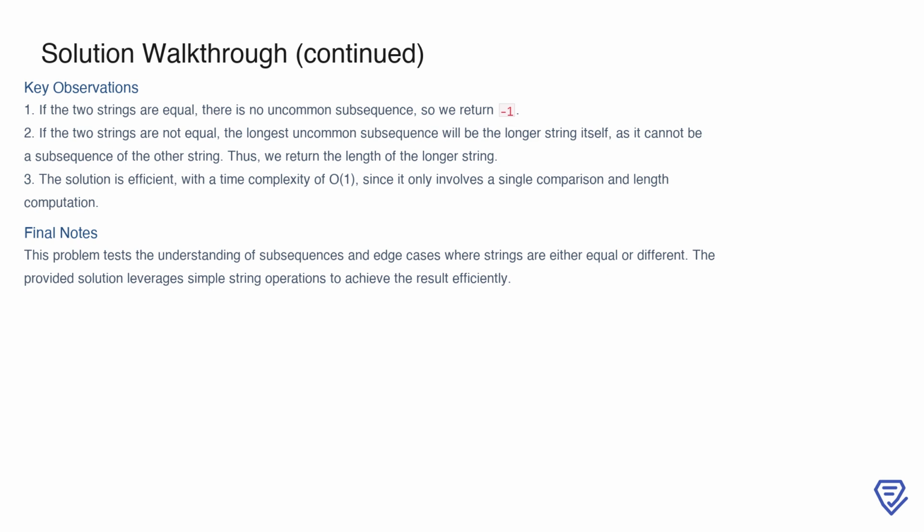From these examples, we can observe a few key points. First, if the two strings are equal, there is no uncommon subsequence, so the result is -1. Second, if the strings are not equal, the longest uncommon subsequence is simply the longer string, as it cannot be a subsequence of the other. Hence, we return the length of the longer string. This approach is highly efficient, with a constant time complexity of O(1), since it only requires a single comparison and length calculation. Overall, this problem is a good test of understanding subsequences and handling cases where strings are either identical or different, and the solution uses straightforward string operations to arrive at the result efficiently.